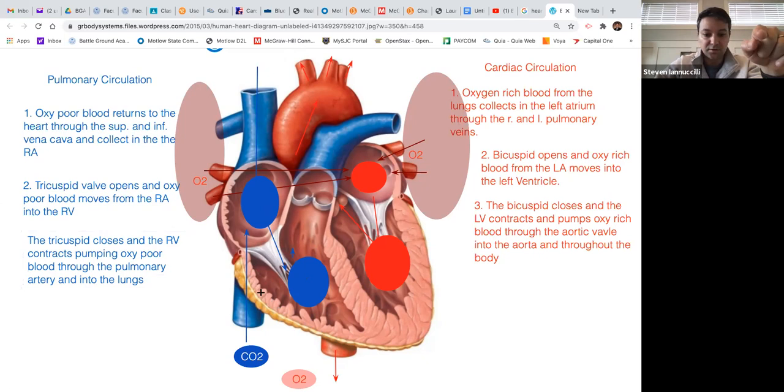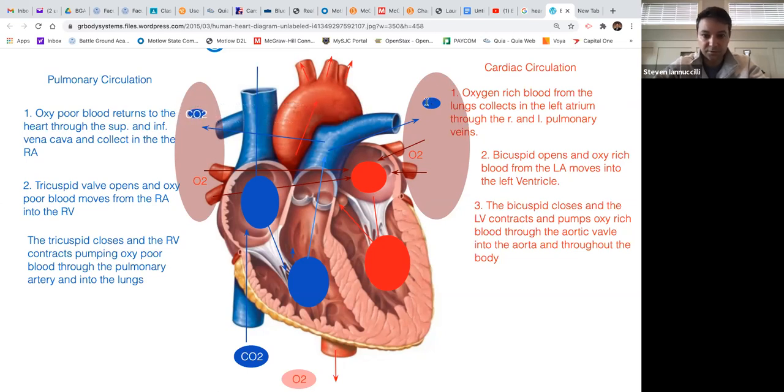This right ventricle down here will contract and push blood. Whoops, I don't want a red arrow, I want a blue arrow. And we'll push blood through the right semilunar valve, which is what that is, or the pulmonary valve, into the pulmonary artery, back into the lungs. So our little blue cell has made its way back here. And it has to give up its carbon dioxide so that you can exhale it.